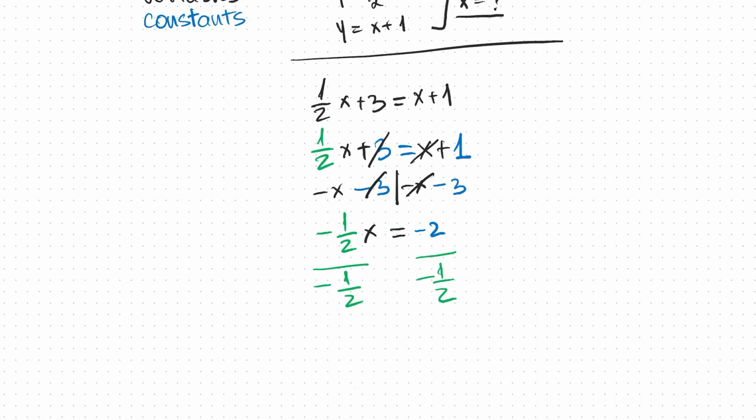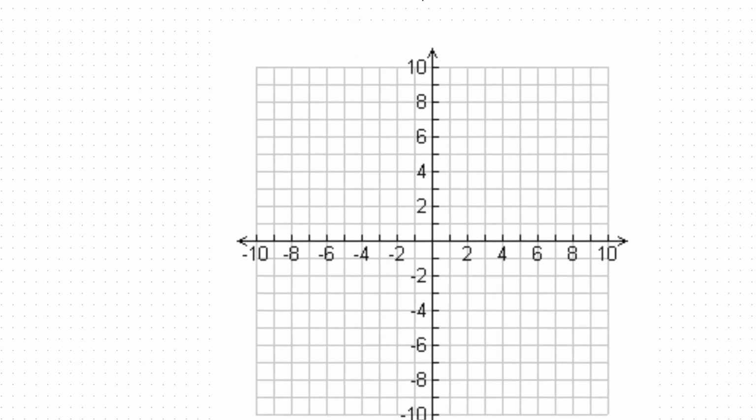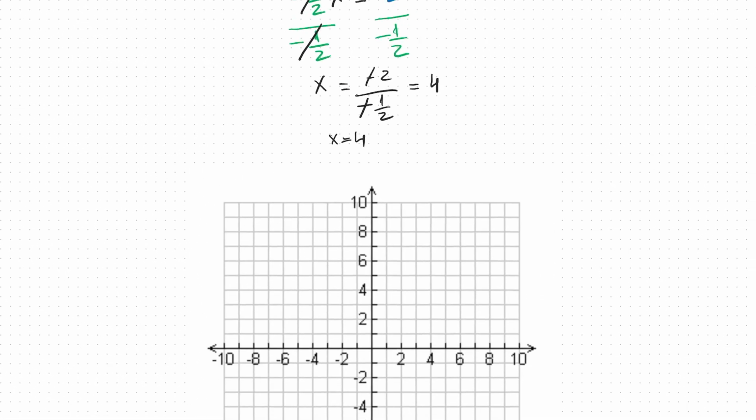So from here, we are going to get x, because this cancels out, equals negative 2 over negative 1 over 2. This negative will cancel out, so this will be 4. So now we have x equals 4. Another way to solve this problem would be graphically, and so we're going to do that in this next step.